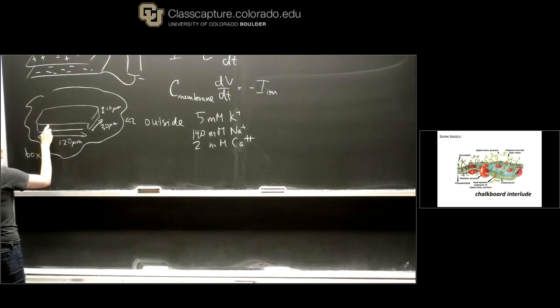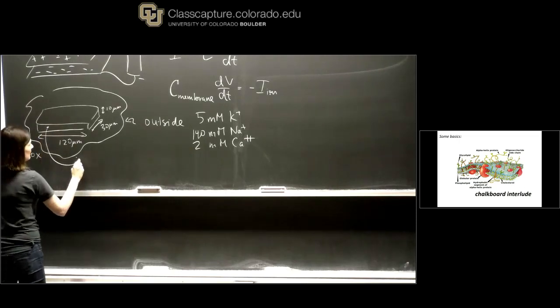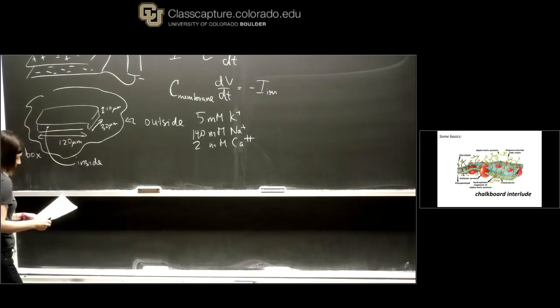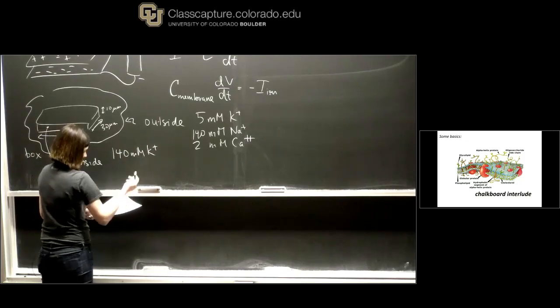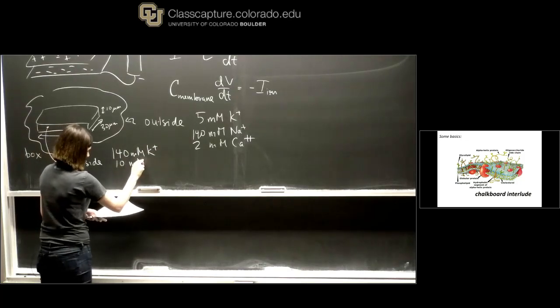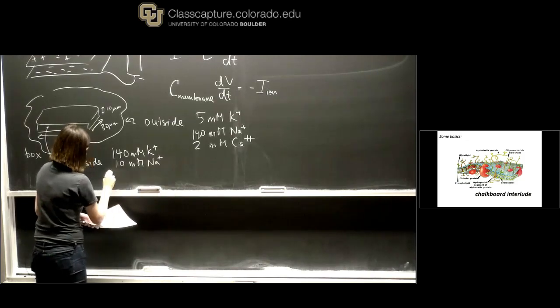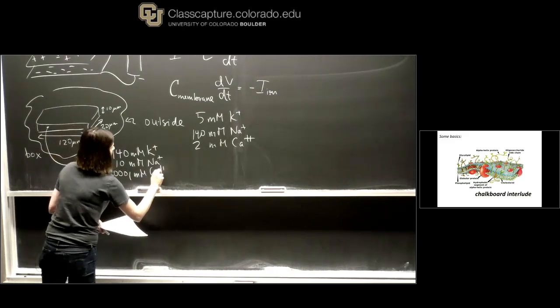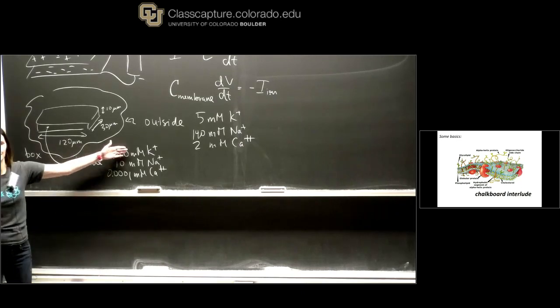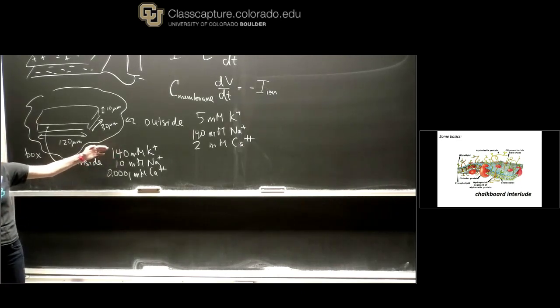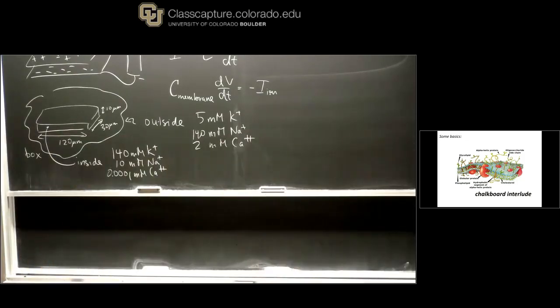Now inside this box, we've got 140 millimolar potassium, 10 millimolar sodium, and basically almost no calcium. So your neurons are essentially bags of potassium. How do they become bags of potassium? These channels only let pass certain ionic species.